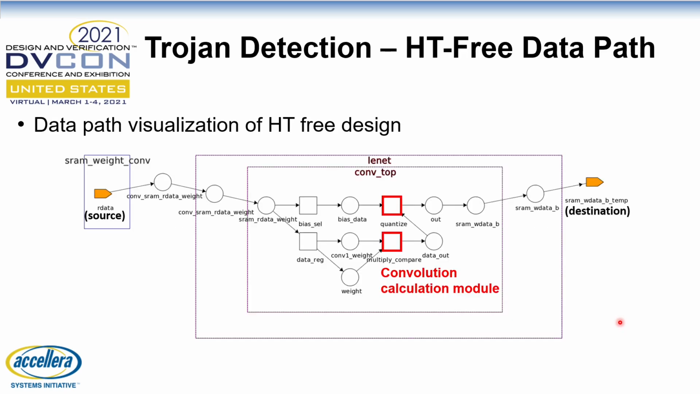First, we will use this figure to describe the data flow of the Trojan-free design. Before we start, we will also clarify some key elements in this figure. The SRAM R data weight is the weight and bias data, which comes from SRAM weight. And the weight and bias data will be used in multiply, compare, and quantize, which are the calculation modules of convolution. After applying the convolution operation, out will be the convolution result, and it will be written back to SRAM outside the CNN module through SRAM W data B.